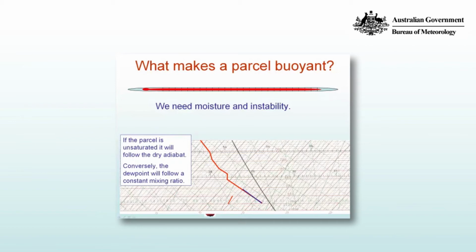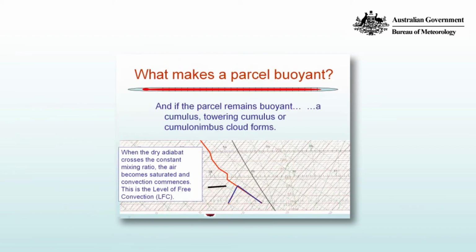So we lift the parcel along a dry adiabat and along the line of constant mixing ratio, and we arrive at a condensation level. When the dry adiabat crosses the constant mixing ratio, the air becomes saturated and convection commences. This is the level of free convection. And if the parcel remains buoyant, a cumulus, towering cumulus, or cumulonimbus cloud forms, because the parcel is now going to proceed along a saturated adiabat.